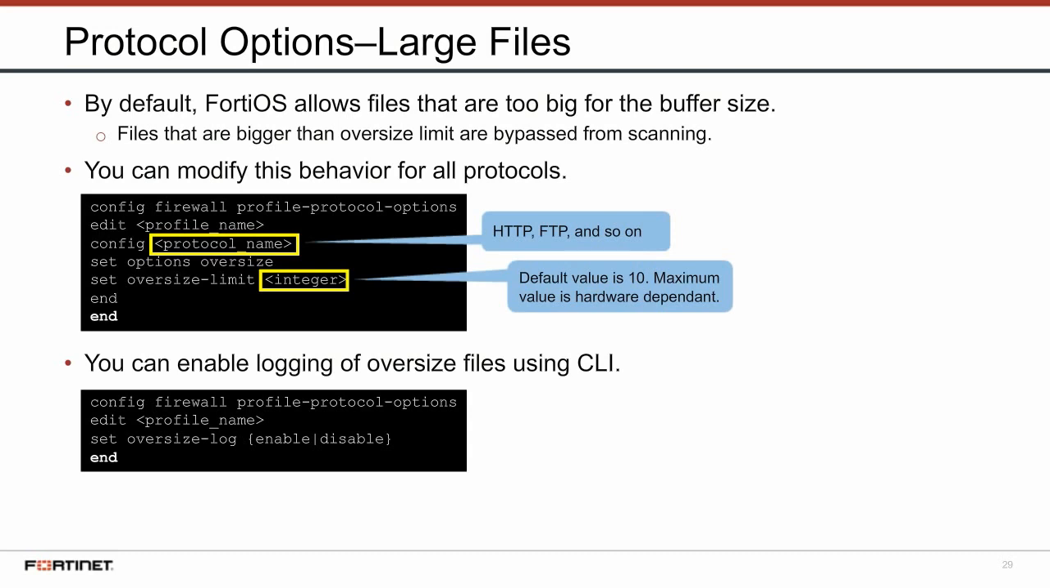If you aren't sure how large of a buffer you need, you can temporarily enable oversized log to see if your FortiGate is scanning large files frequently. You can then adjust the value accordingly. Files that are bigger than the oversized limit are bypassed from scanning. You can enable logging of oversized files by enabling the oversized log option from the CLI.